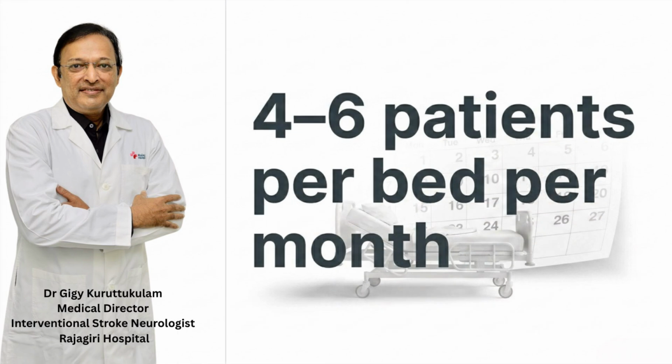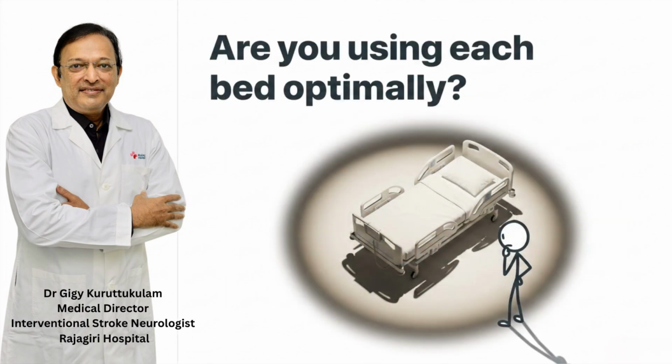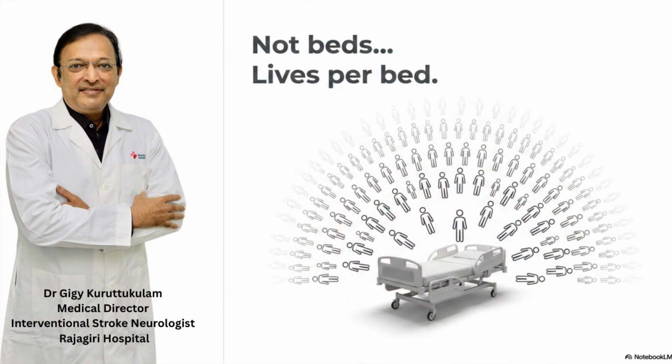A good practical range in most hospitals is around 4 to 6 patients per bed per month. But this varies with complexity. Tertiary care centers may have lower turnover, and that is perfectly acceptable. So the real question is not, how high is your turnover? The real question is, are you using each bed optimally? Not rushing patients out, not delaying care, but maintaining a smooth, safe flow.